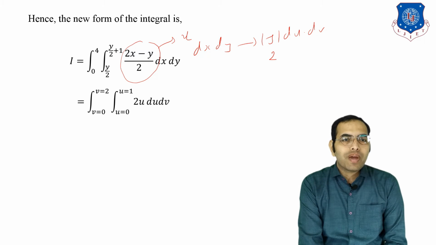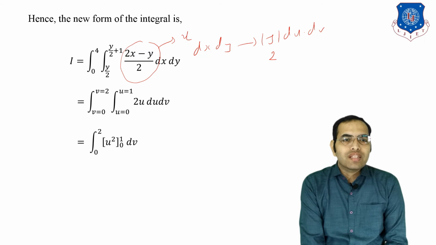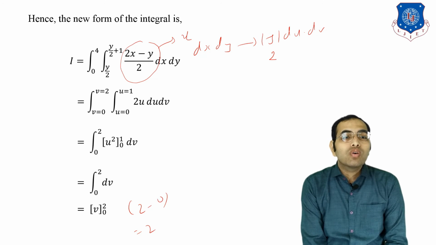Firstly, integral with respect to u gives u square by 2, the 2s cancel out, then upper limit minus lower limit means 1 minus 0. Then integral with respect to v, from 0 to 2 of dv, gives v, where v varies from 0 to 2. Then upper limit minus lower limit, that is 2 minus 0, gives 2. That is exactly what we had to find.